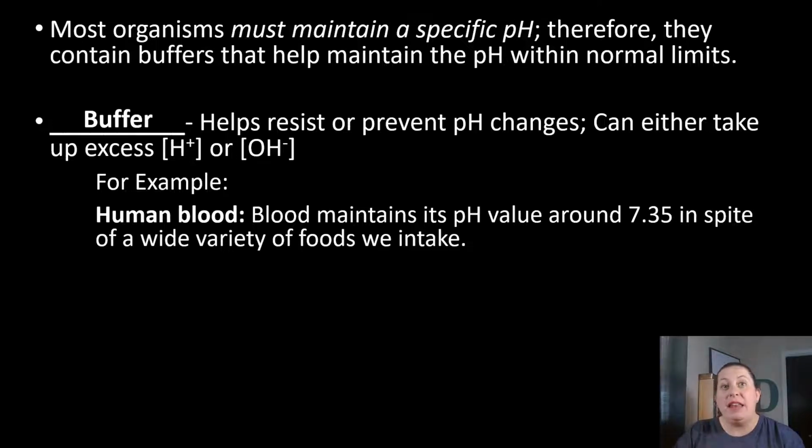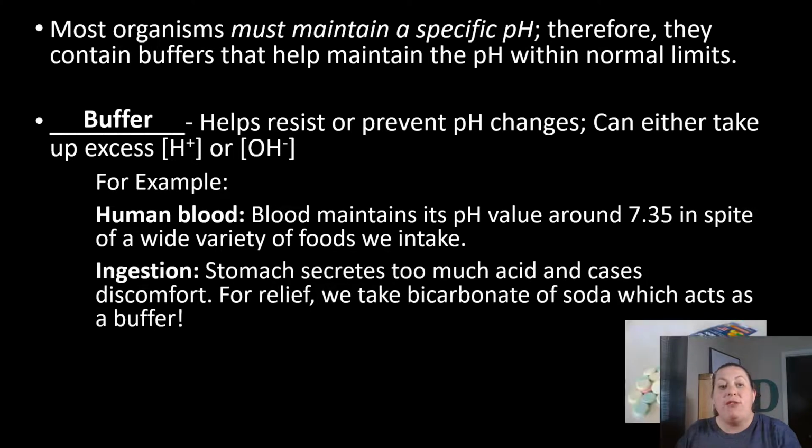Now, this is in spite of the fact that you take in all kinds of food that is not that pH. When you drink certain things like sodas, it's very acidic, or limes and lemons, tomatoes, all very acidic. And so what you eat could ultimately influence your blood. However, when you have that, you have buffers who help with it.